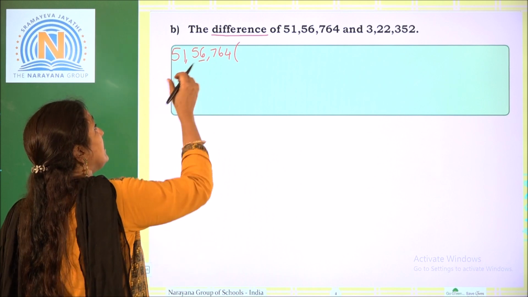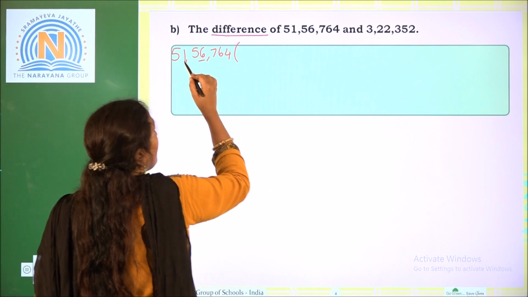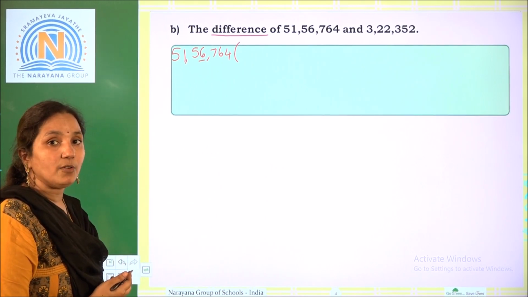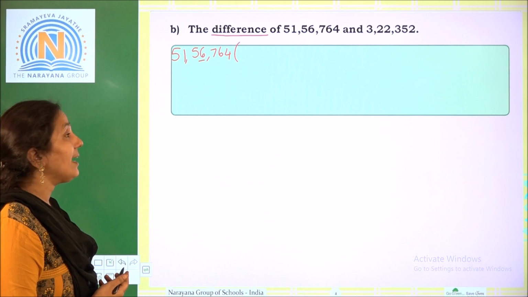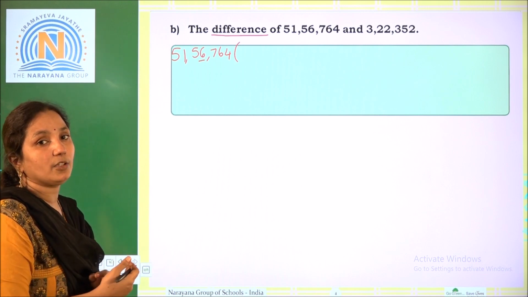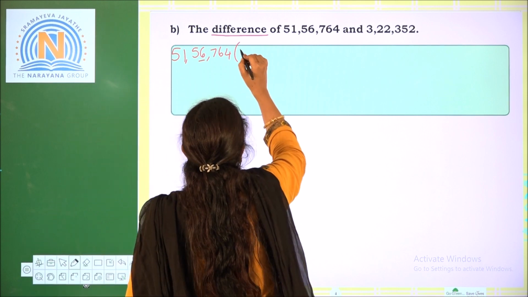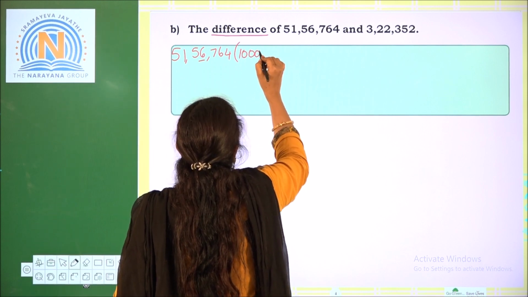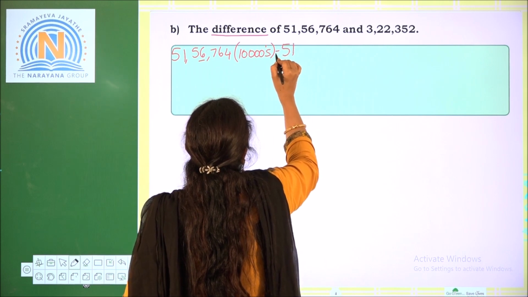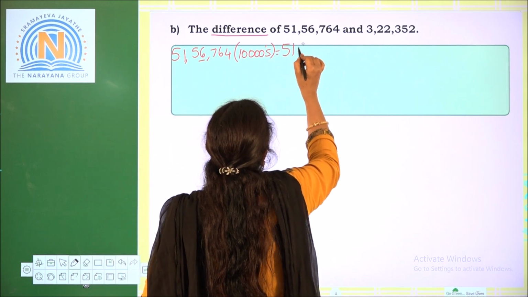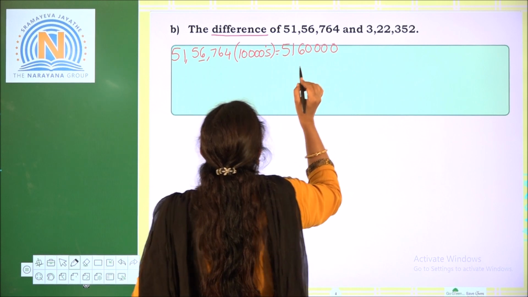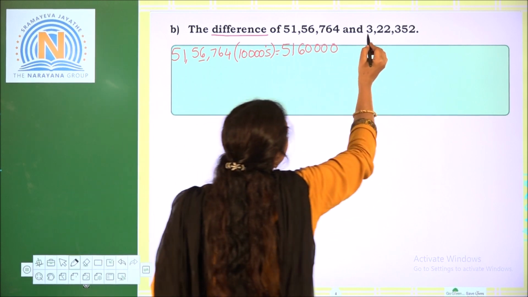So this number is in between 51,50,000 and 51,60,000. We are taking the above 10,000s, which means we will take 51,60,000. Okay, children. Coming to next number.